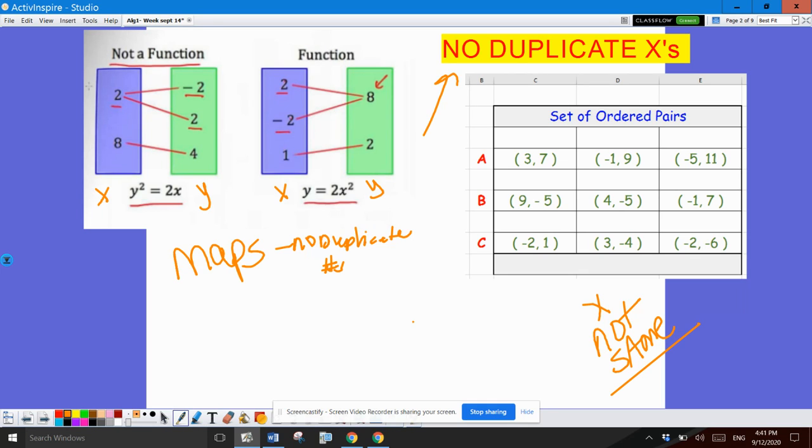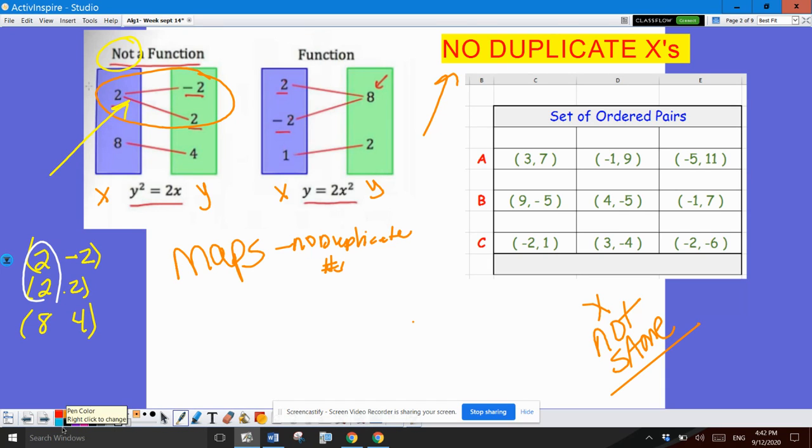And then we also want to pay attention to the lines. I want you to notice that here, there are two lines coming from the x. There are two lines coming from the x, and this one is not a function. The reason it's not a function is because if I was to write these ordered pairs, that's 2, -2, 2, 2, and 8, 4. Notice how there's two 2's in the x's, and so that doesn't work. We cannot have duplicates in the x's.